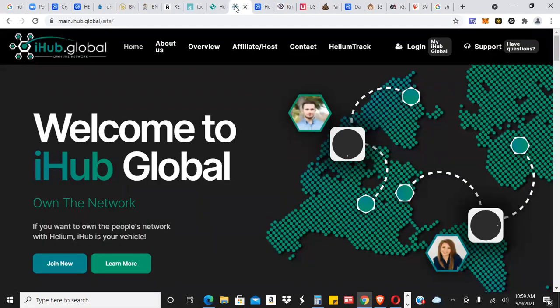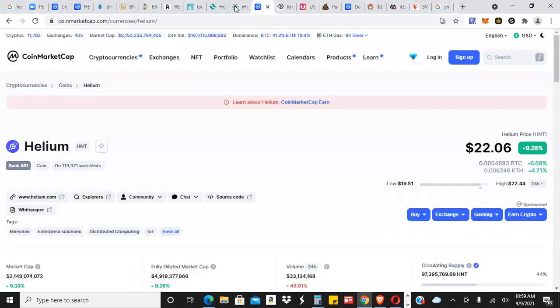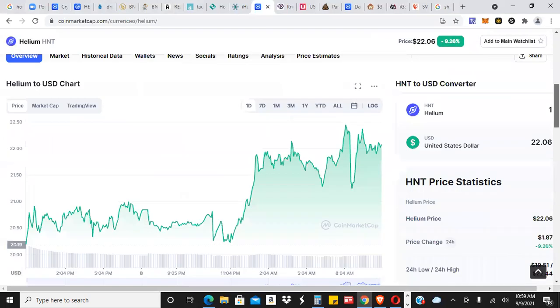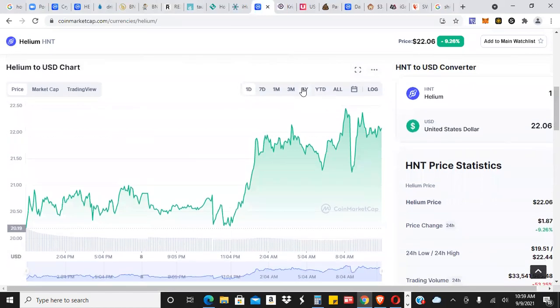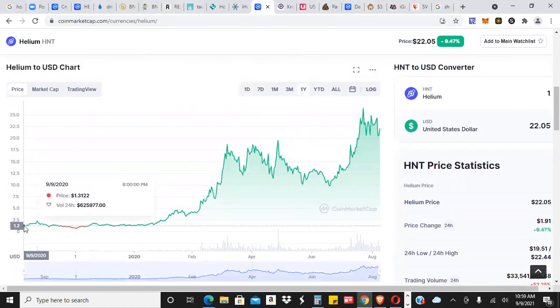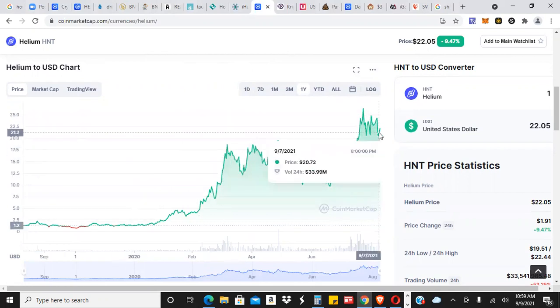iHub Global, I just hooked up the device. So as I start to mine helium tokens, I'll give you guys an update on that. But I just hooked it up, which is awesome. And you can see here the price of helium sitting at around $22, up 9.25% over the last 24 hours. And you can see here this year to date alone, beginning of the year was at $1.31. Now it's at $22. So yeah, pretty awesome stuff.